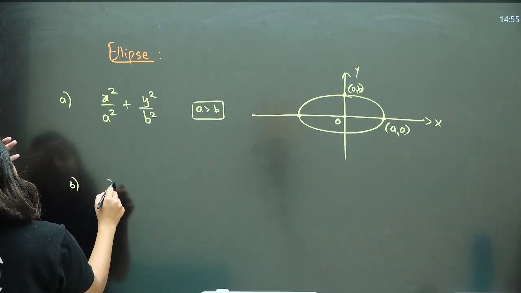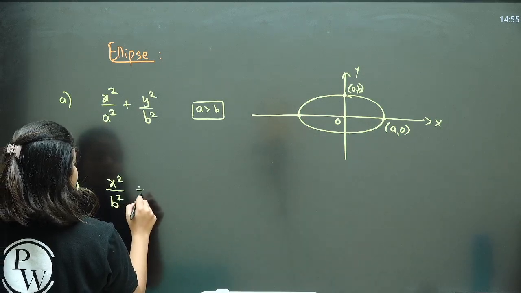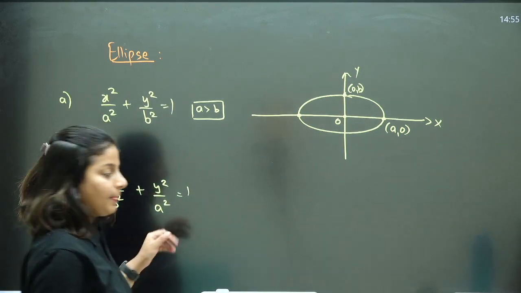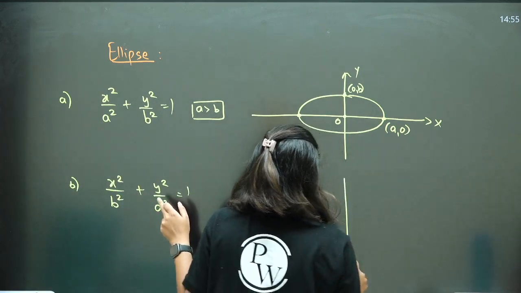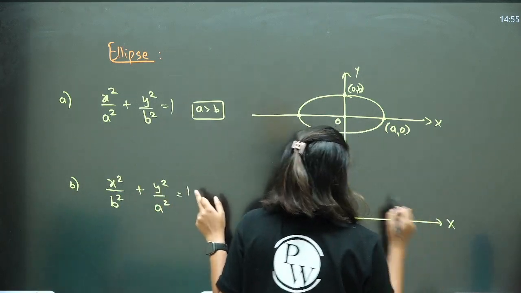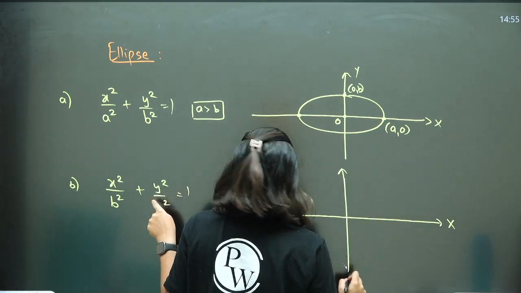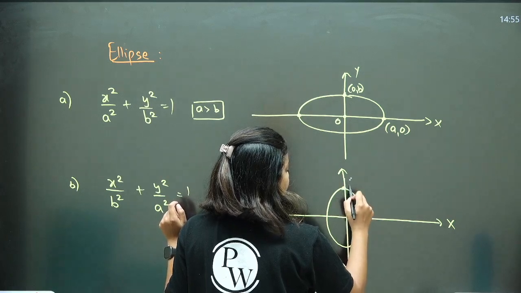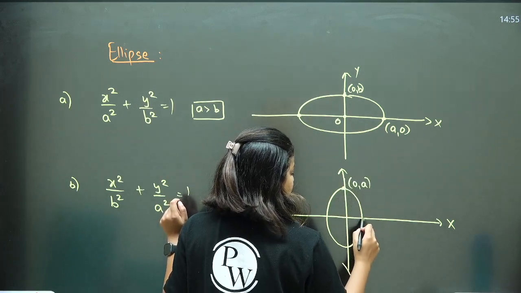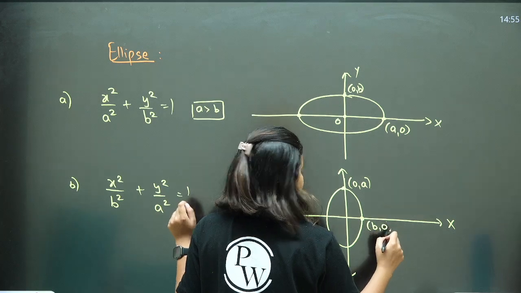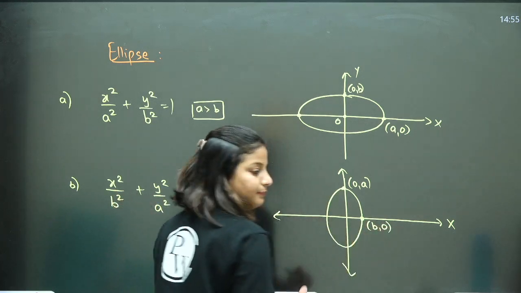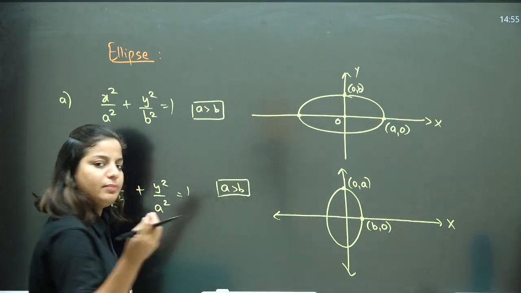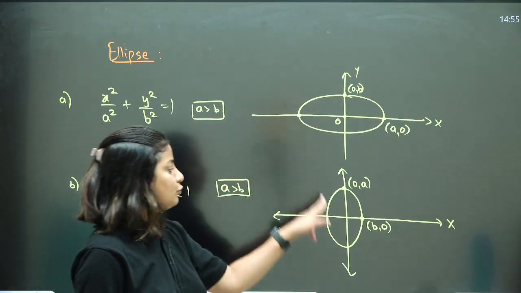The second one is of this type. X square upon b square plus y square upon a square is equal to 1. Now, can you see that x has a smaller number and y has a larger number? Y square upon a square. Y has the larger one. So y will be 0 comma a and x will be b comma 0. X is having the smaller one. Always a is greater than b. Always. A means major, b means minor. These are the two types of ellipse.